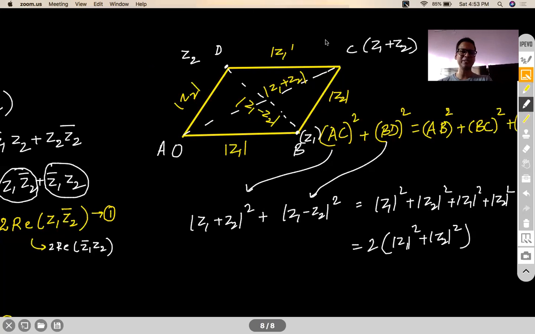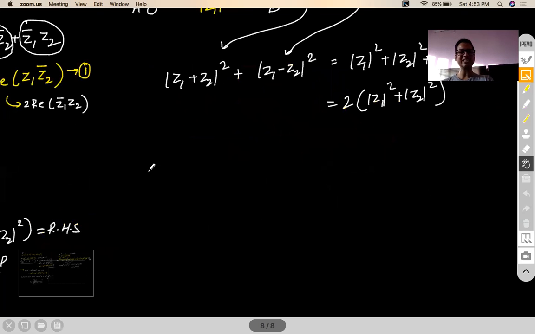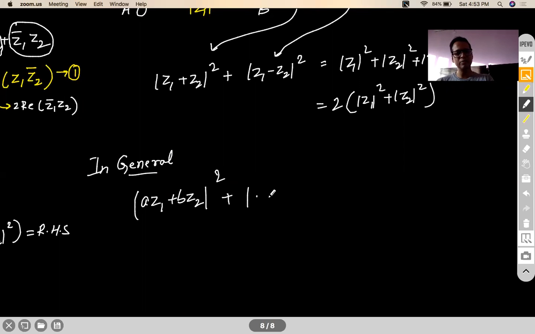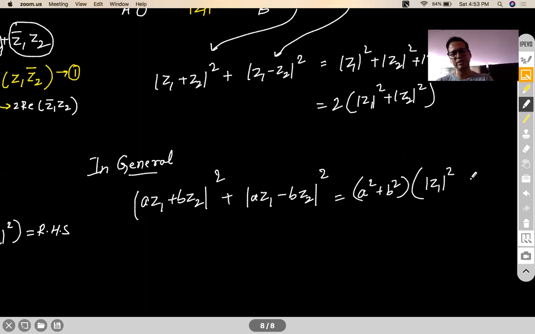Is this clear? Any questions? Any concerns? Okay. Now, a more generic version of it, or you can say in general, mod a Z1 plus b Z2 square and mod a Z1 minus b Z2 square, its sum is a square plus b square times mod Z1 square plus mod Z2 square. It can be proved in a very similar way. Okay.